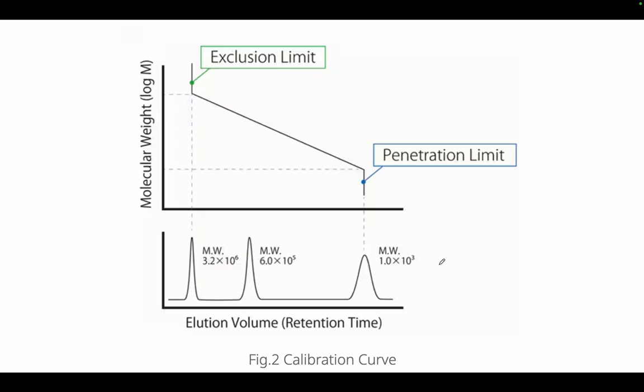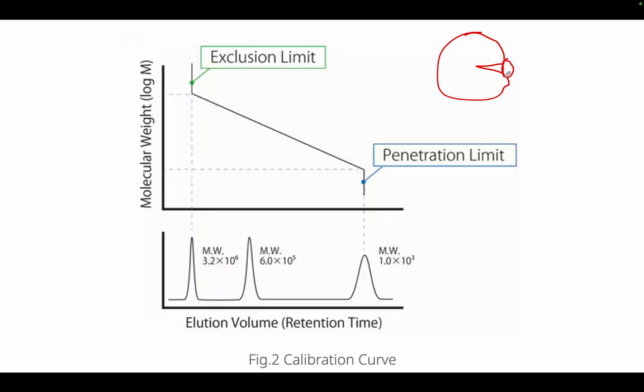Now, columns have some terms like exclusion limit and penetration limit. These are both related to the pore size of the column. Again, we'll go back to this diagram. This is my resin, this is one bead from the resin, and this is the pore. Any molecule which is bigger than this distance will not be able to enter the pore at all, so it will come out in the void volume.